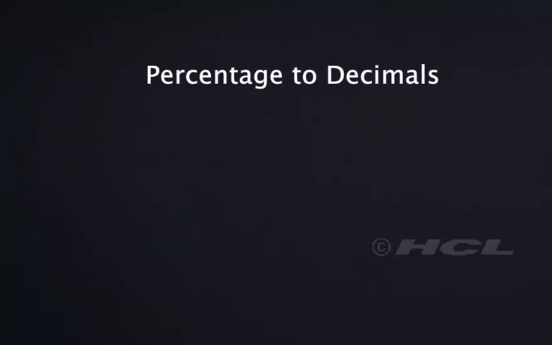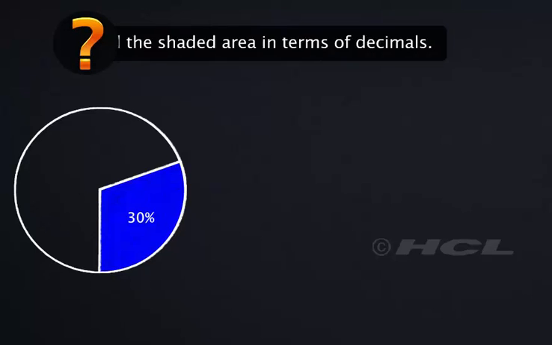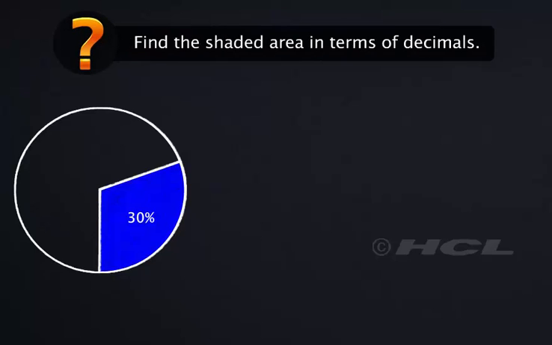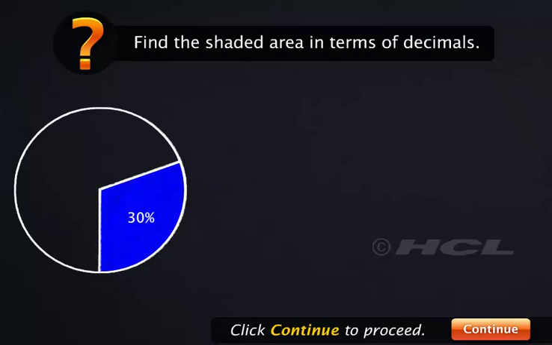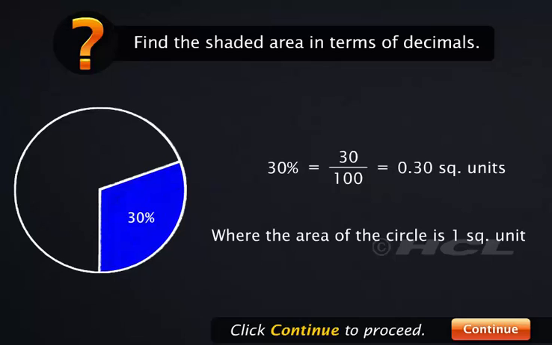We will now convert percents to decimals. 30% of this circle is shaded with blue color. Let us find the area in terms of decimals. Again, percent means per 100. Therefore, 30% is written as 30 over 100. We know that 30 over 100 is 0.30.